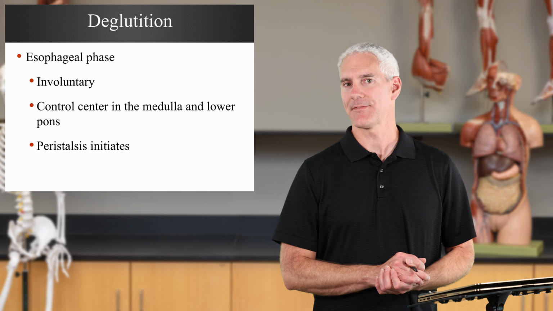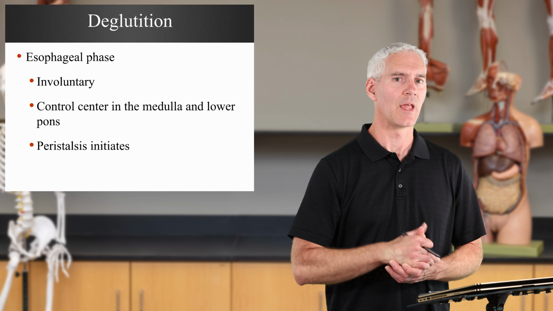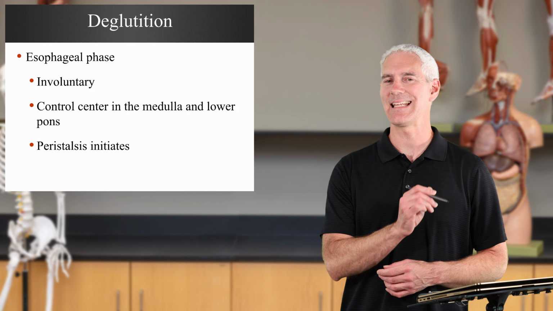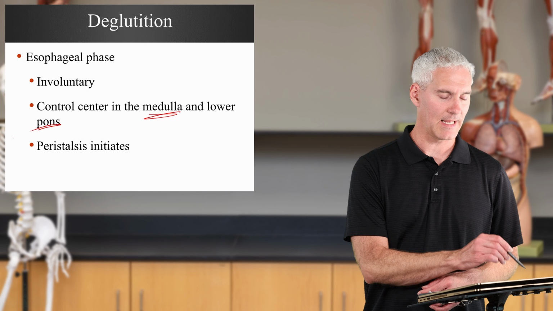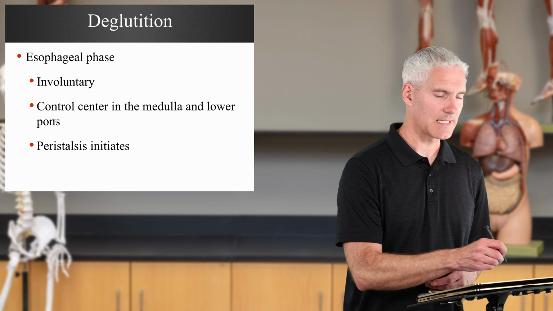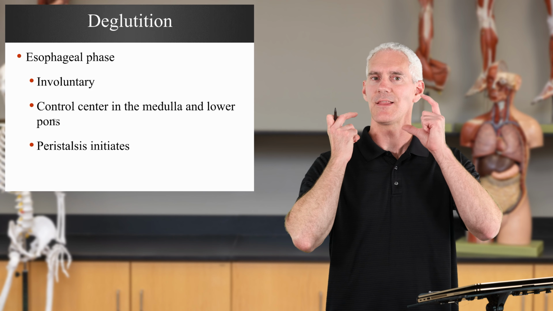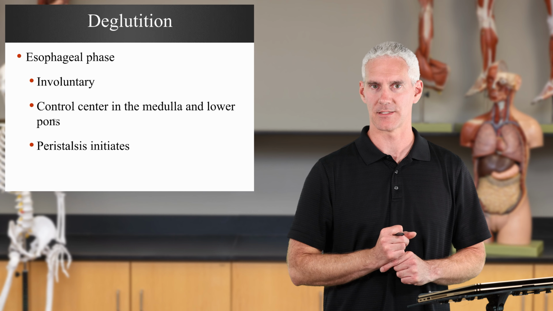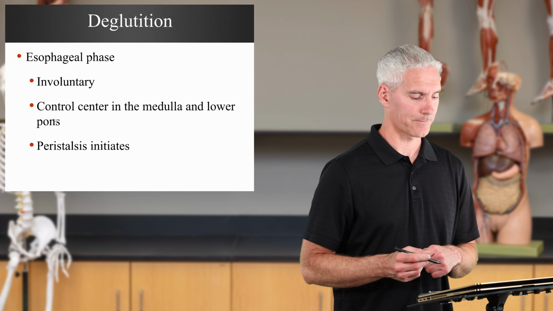Then you're in the esophageal phase. Esophageal, we're heading down the esophagus, makes sense. In the esophageal phase, it is involuntary, and it's still controlled by the medulla and lower pons. Same as the previous one. So your brainstem, your base vital functions of your brainstem, are controlling this involuntary swallowing mechanism. The pharyngeal and now the esophageal phase.